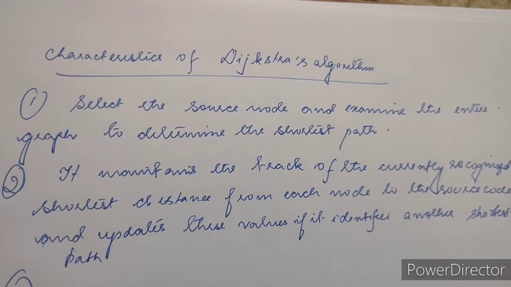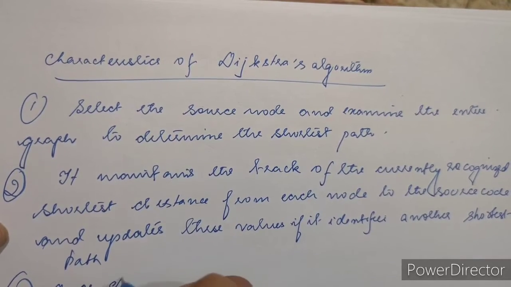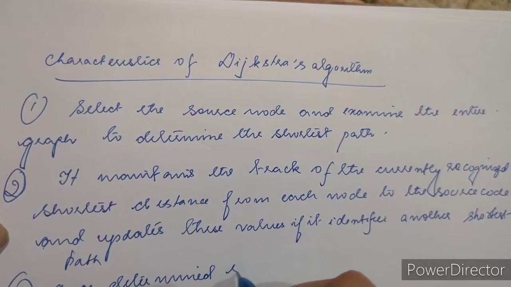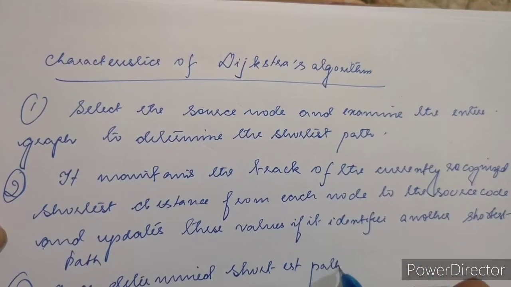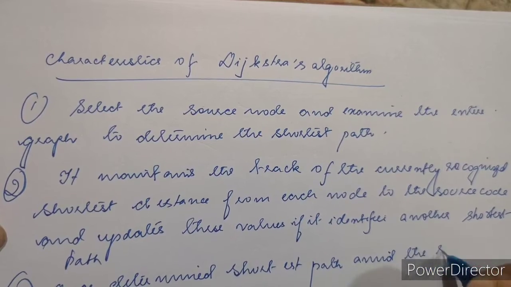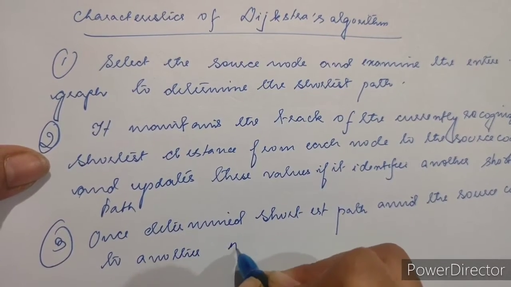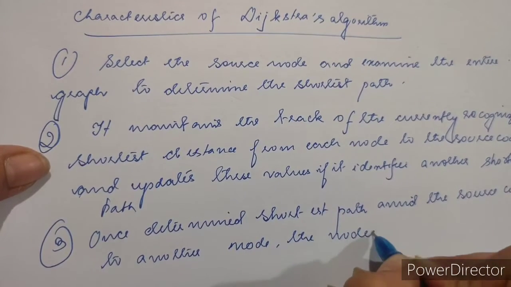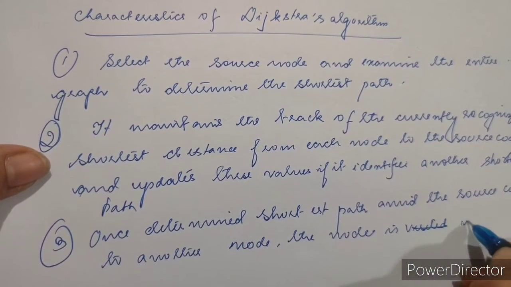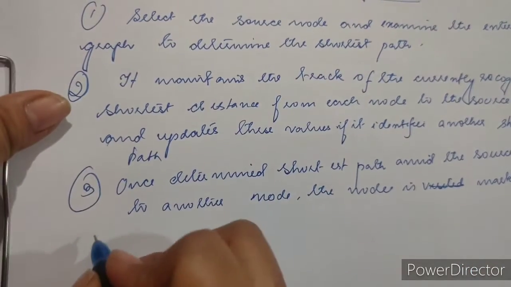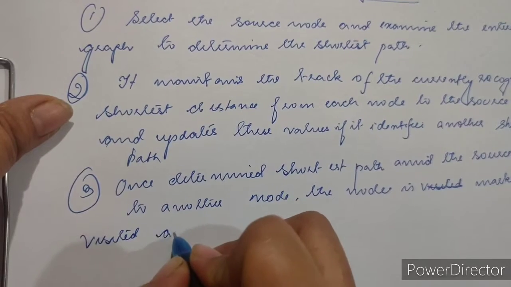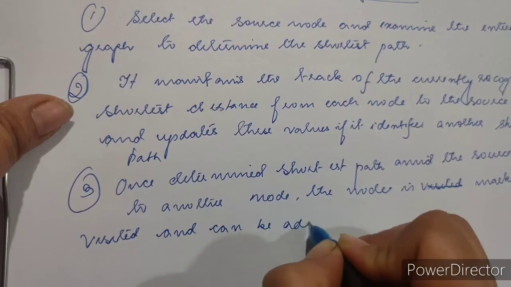And the third point says that once the algorithm has determined the shortest path from the source node to another node, then the node is marked as visited and can be added to the path.